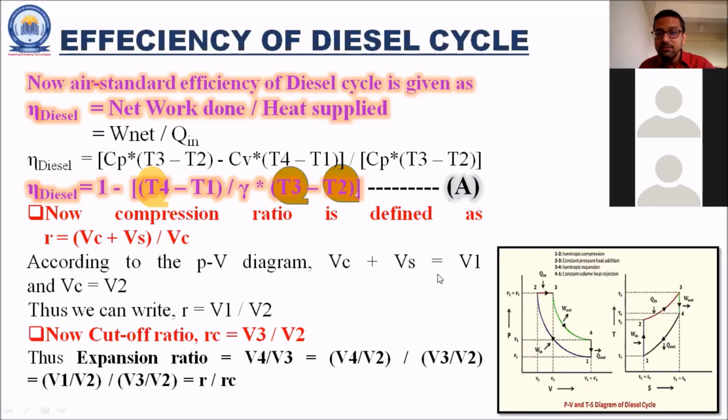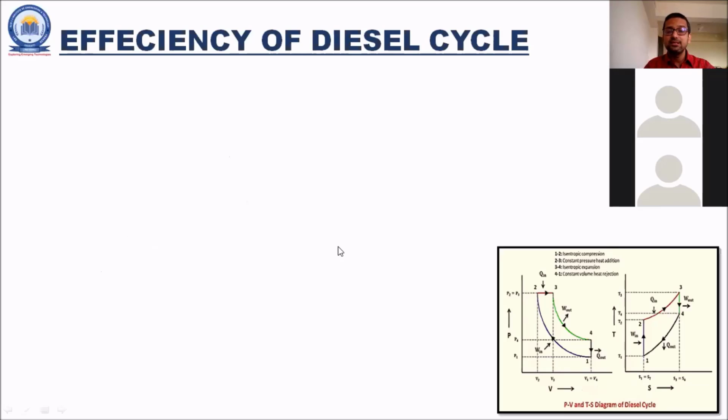So now what we will be doing? Now we will be calculating the values of T2, T3 and T4 in terms of T1. And after getting these answers, we will be substituting the values of T2, T3 and T4 again in equation A. The T1 will be taken common from top and bottom side. So T1 will be cancelled and the remaining terms which are left, that will be our final answer. So let us proceed with the derivation.